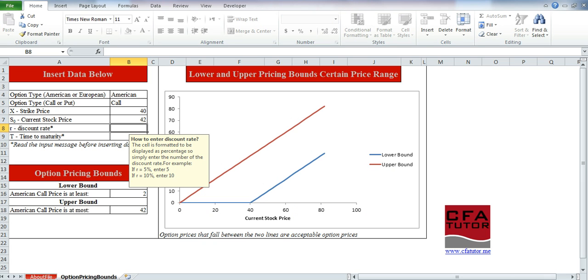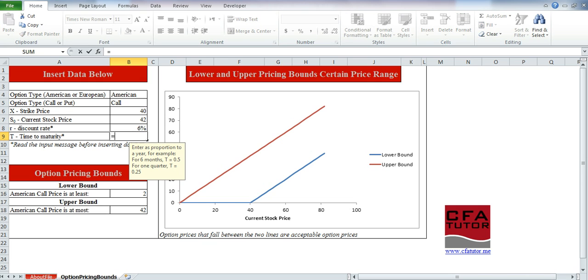And then the discount rate, it's already telling you that the cell has been formatted to be displayed as a percentage. So all you have to do is enter 6, and it will show as 6%. And then the time to maturity has to be shown as a proportion of a year. So for example, you have 6 months here, so you will enter it as 6 divided by 12, which is 0.5.